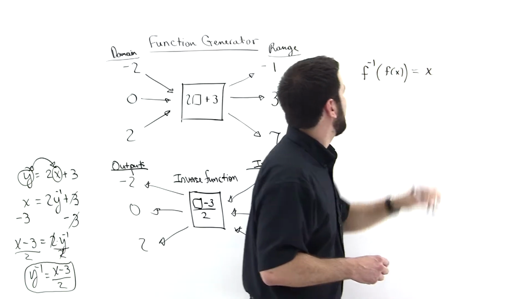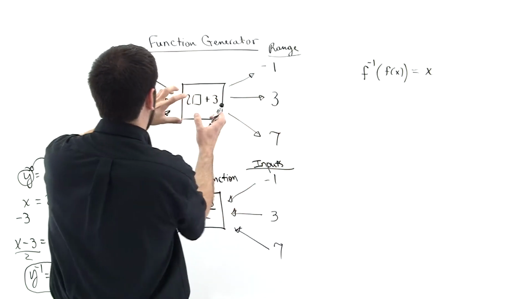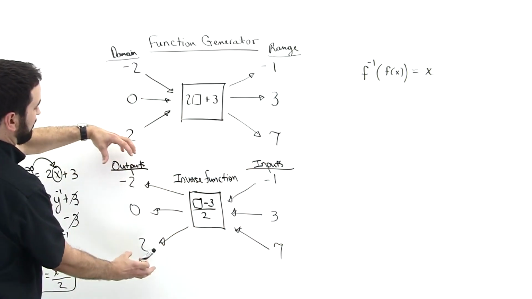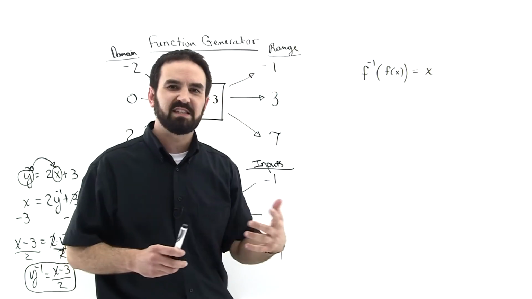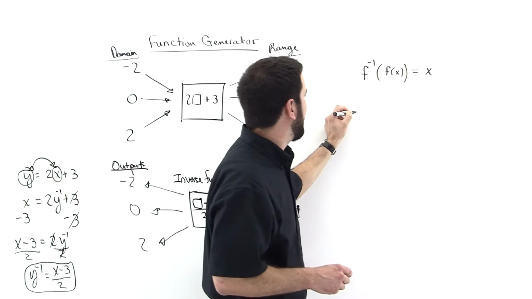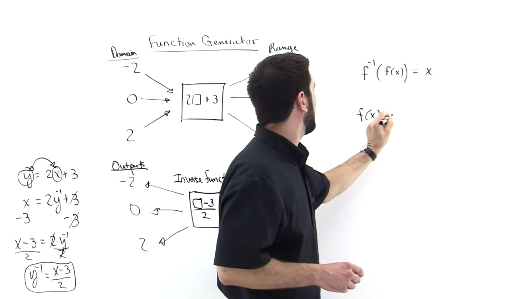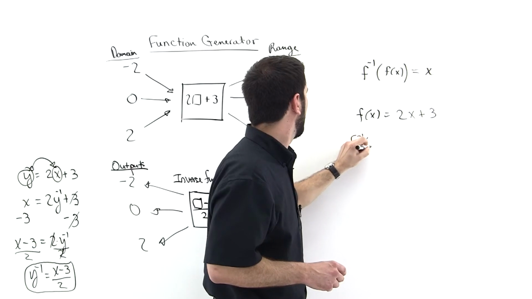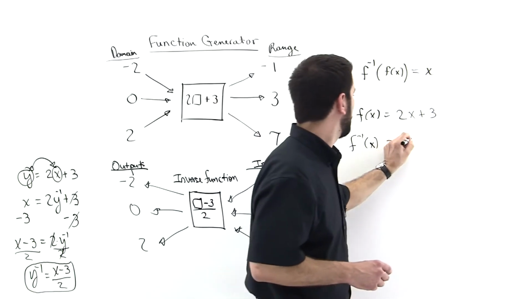must be equal to x, right? Because when these function values come into it, the original x values have to show back up, right? Like this says here. So this is a check that we can do, right? So remember how we do composite functions. We write f of x first. And f of x was 2x plus 3. And then f inverse of x was equal to (x minus 3) over 2.